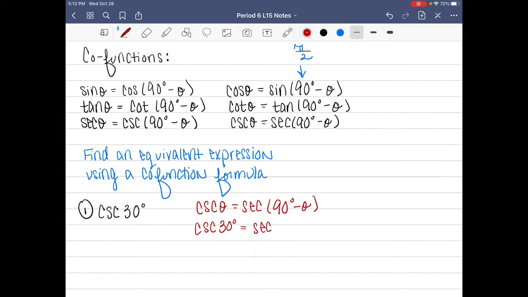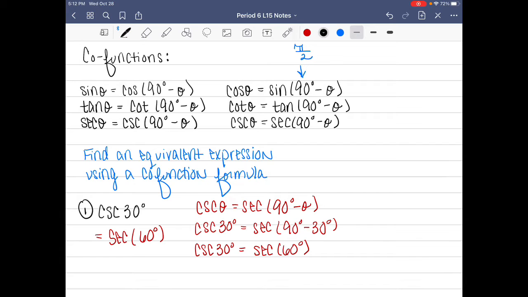And now we're going to do secant of 90 minus 30 degrees, and let's find an equivalent expression here, and the equivalent expression is going to end up being secant of 60 degrees. And that's going to be our answer here: cosecant of 30 degrees is equal to its cofunction of the complementary angle. So we say 30 and 60 degrees are complementary.